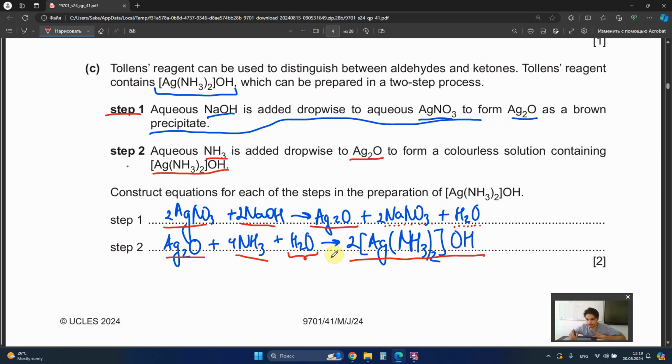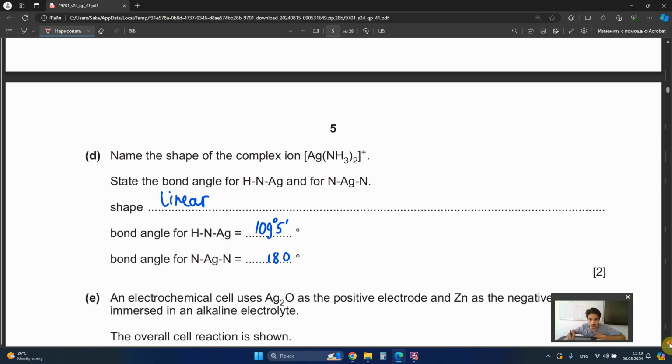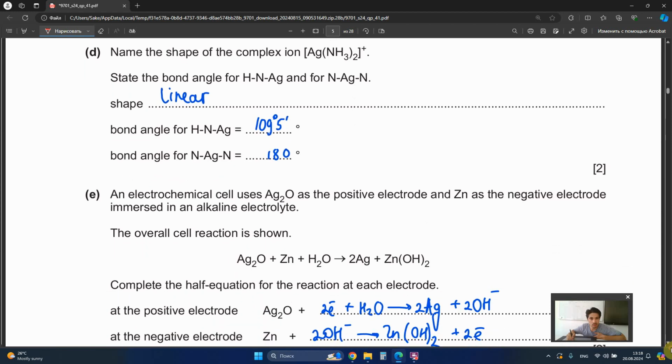So it's worth memorizing that sometimes water could be a reactant as well. And don't forget to balance. Without balancing, your answers will not be accepted. Okay, let's move on to the next part of this question.